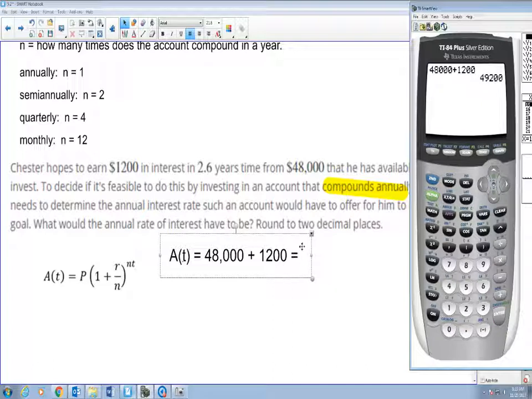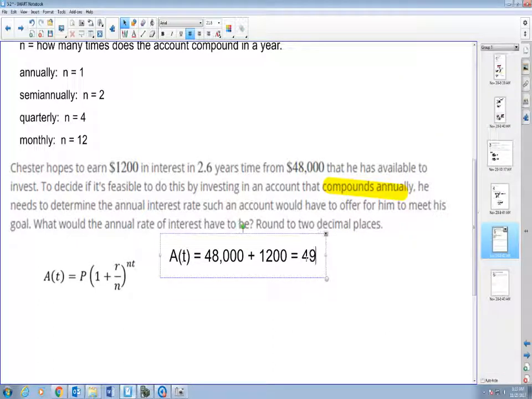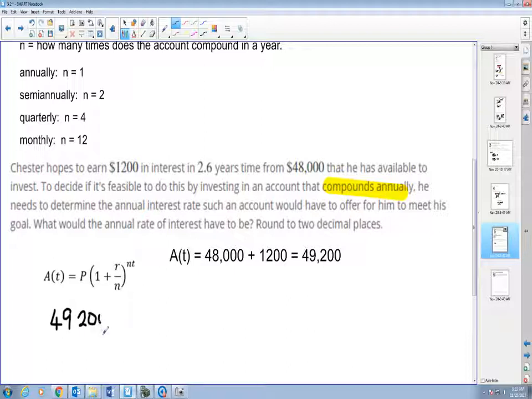So that means at the end he will have $49,200 in his account. Alright, so now this problem becomes $49,200 is equal to the initial investment, $48,000, times 1 plus R, divided by n, compounded annually so n is 1, raised to the 1 times 2.6 years.